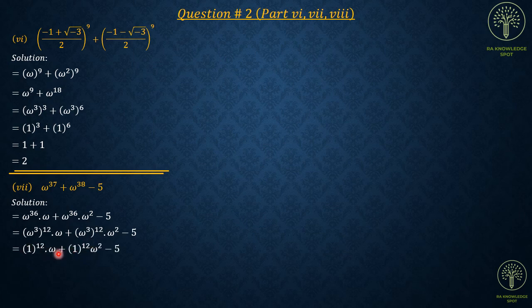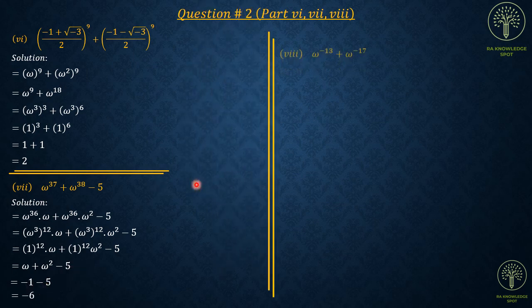Now omega cube will give you 1, 12 is as it is, dot means multiplication, omega plus again omega cube 1 power 12 as it is, omega square as it is and minus 5. Now 1 power 12 is 1, omega is as it is plus omega square minus 5. Now as you know that omega plus omega square is equal to minus 1 and minus 5 will be as it is, minus minus plus 5 and 1 will give you 6.